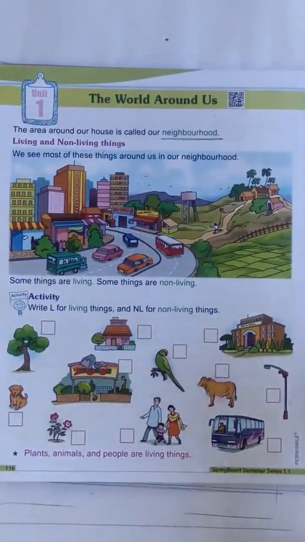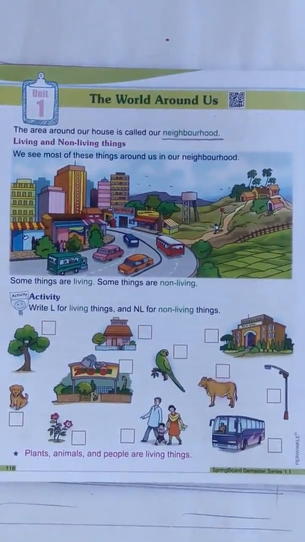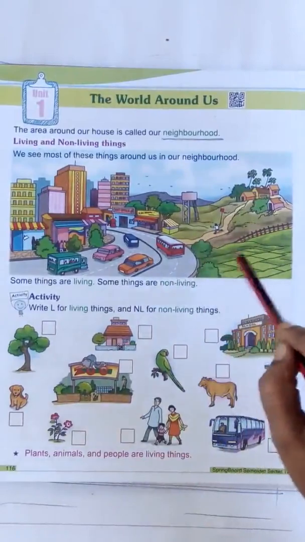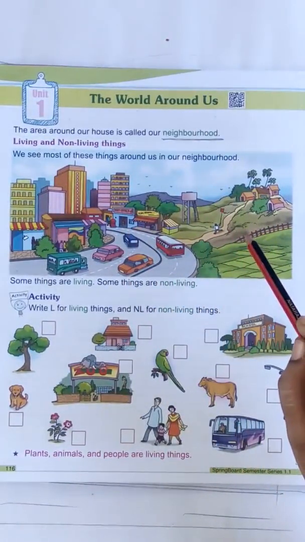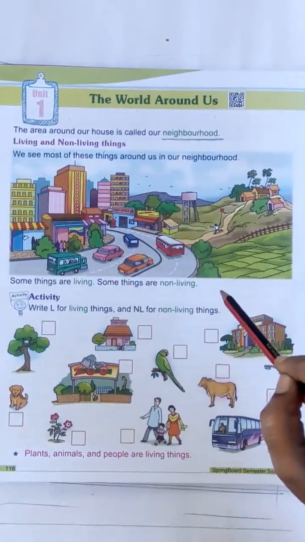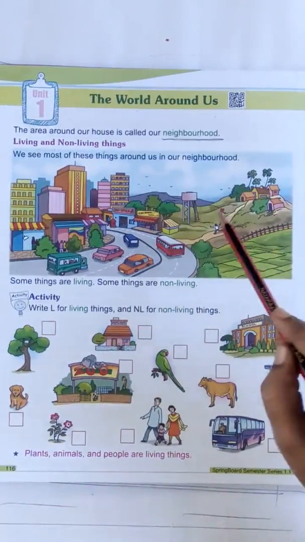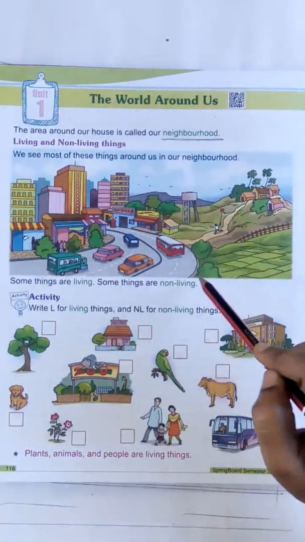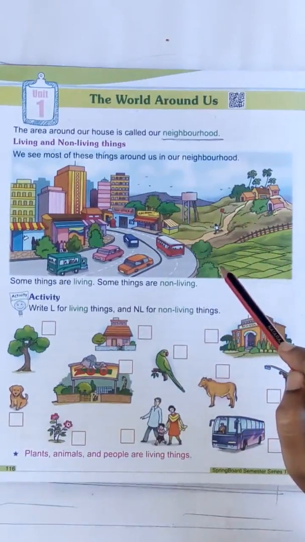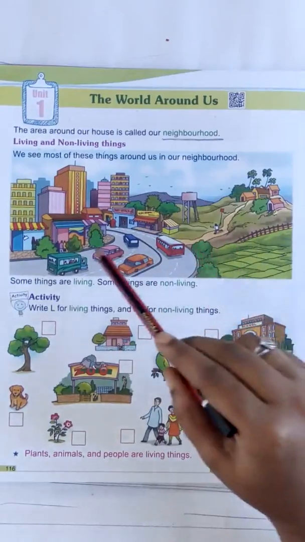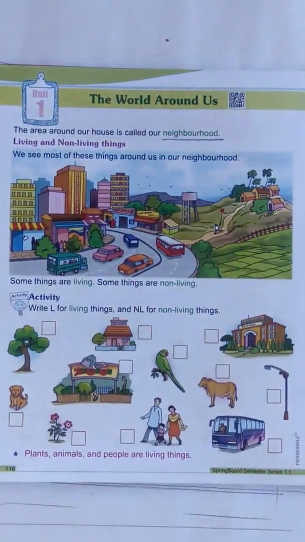Next, can you see, children, which things are around us? Yes, so many things are there around us. Some names I will tell you: car, trees, birds, animals, table, houses, people, buildings, and etc. Among these things, some are living and some are non-living. Right?